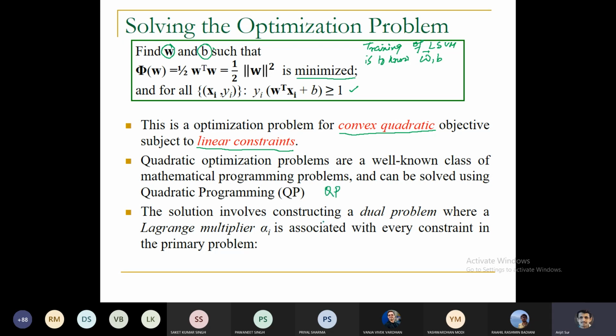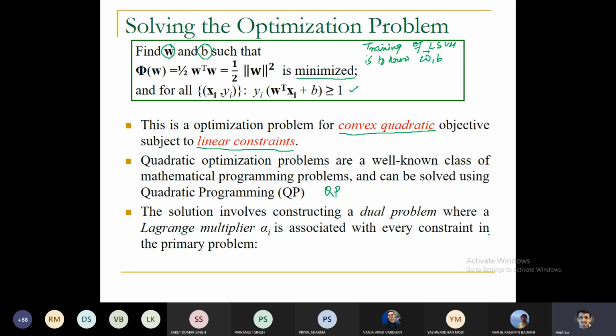The solution involves constructing a dual problem, because this is a constrained optimization problem, and any constrained optimization problem can be made an unconstrained problem by making a dual formulation using a Lagrange multiplier. So the solution involves constructing a dual problem where a Lagrange multiplier alpha is associated with every constraint in the primal problem.